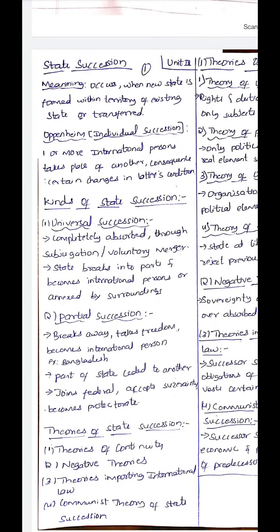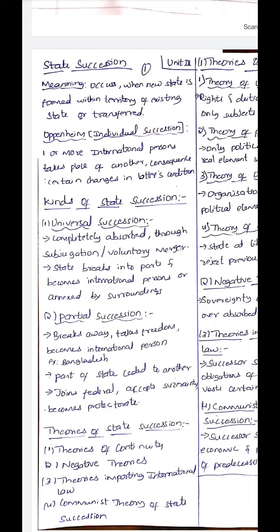First concept is state succession. So what is the meaning of state succession? State succession occurs when a new state is formed within the territory of an existing state, or the state is transferred to a different state. When within the territory a new state is formed, or a part of the territory of the state gets transferred to a different state, then it is called state succession.